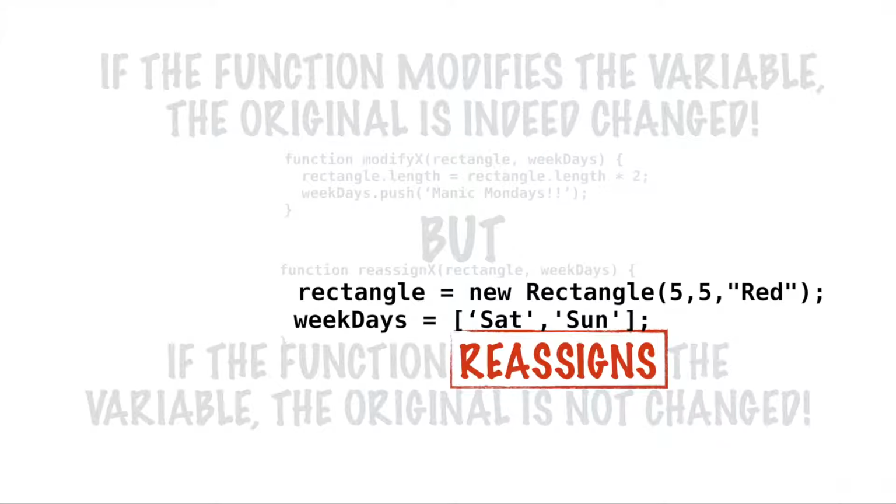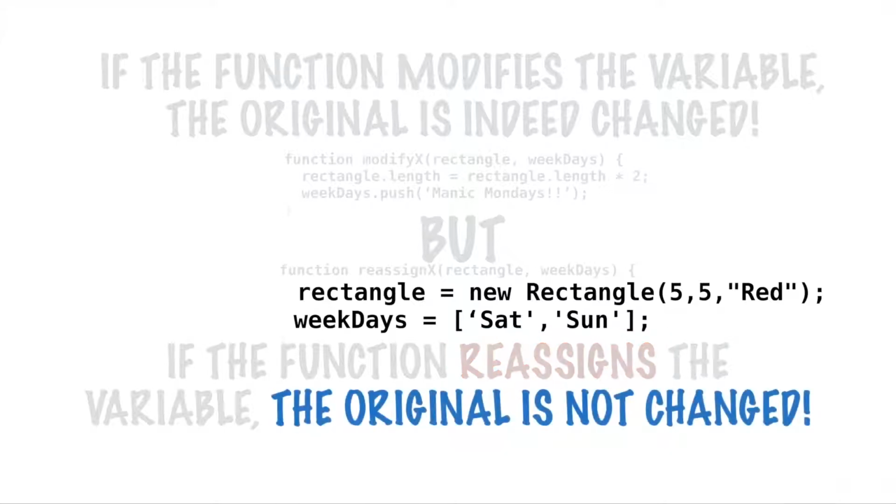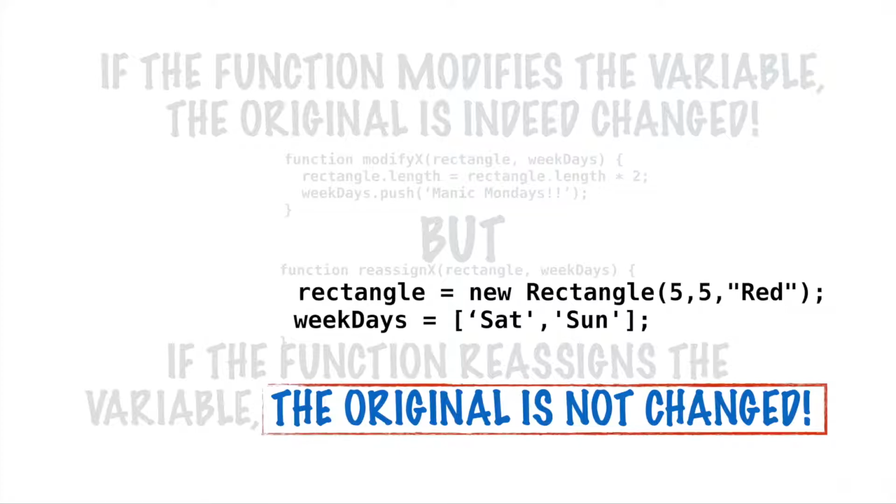This is reassignment. Reassignment is very different from modification. In modification, we change the original objects. In reassignment, we create completely new objects and arrays and assign them to the same variables. In this case, the original is not changed. The rectangle variable in the calling code and the weekdays variable in the calling code retain their original values. The original is not changed.